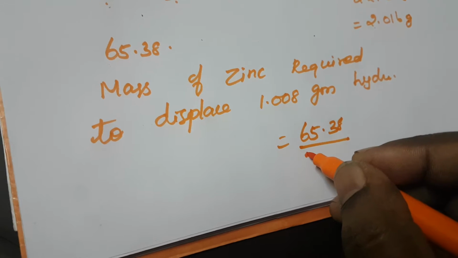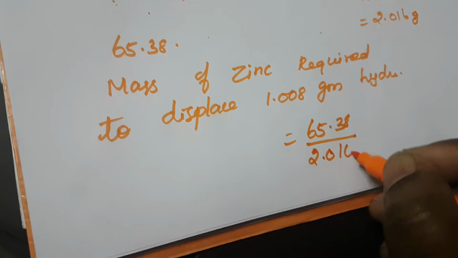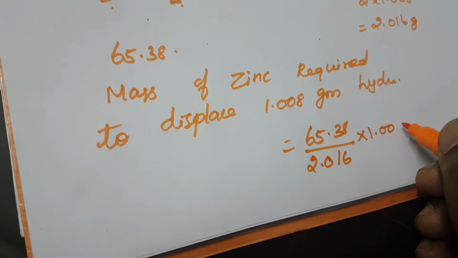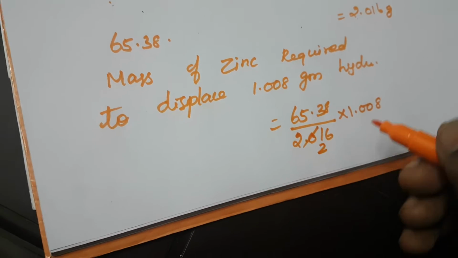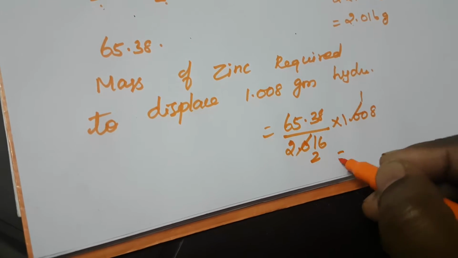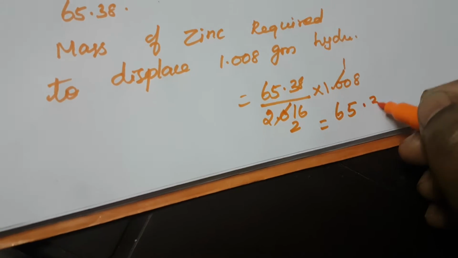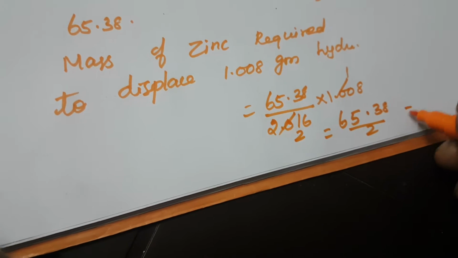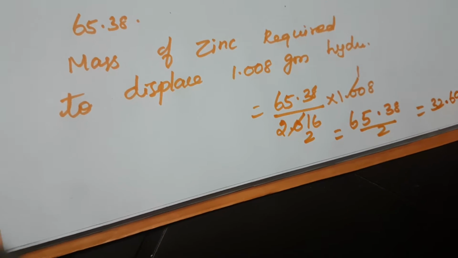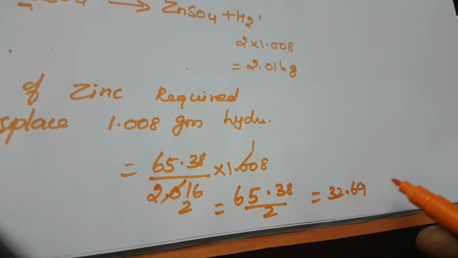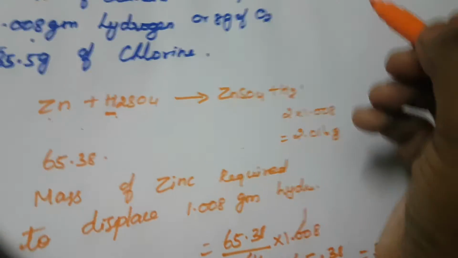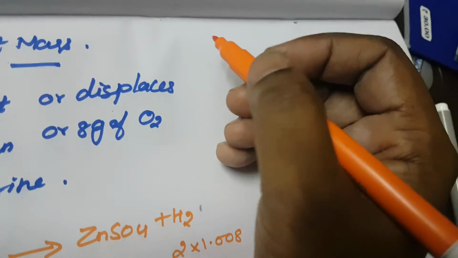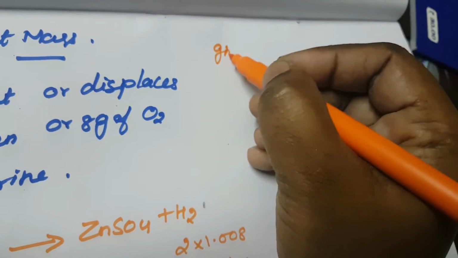It displaces 2.016, and the atomic mass of hydrogen is 1.008, so that is 2 and this is 1. So what is the answer? 65.38 divided by 2. So the equivalent mass of zinc is 32.69. This is the equivalent mass of zinc. The equivalent mass has no unit, but the gram equivalent mass has the number of grams.